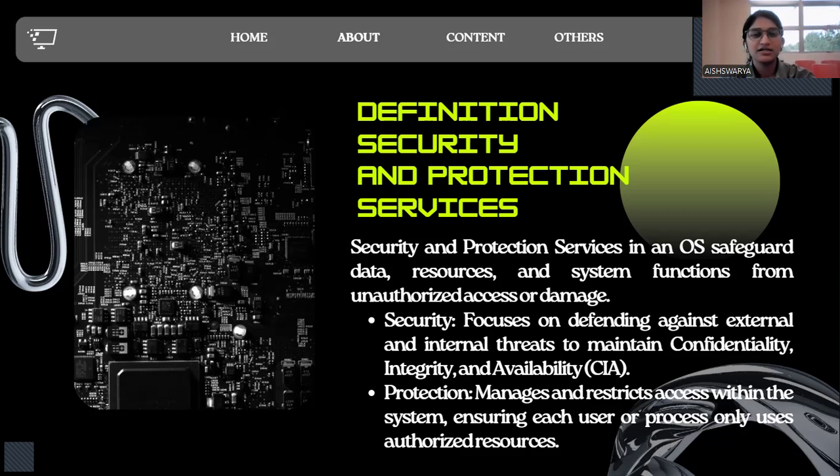Protection, on the other hand, is more internal. It focuses on managing and restricting access within the system itself, ensuring that each user or process can only use the resources that they are explicitly authorized to use.